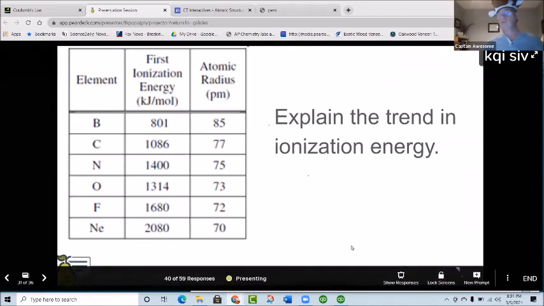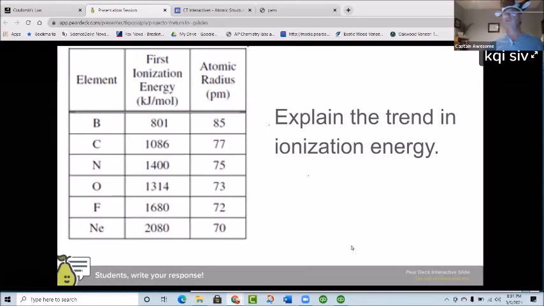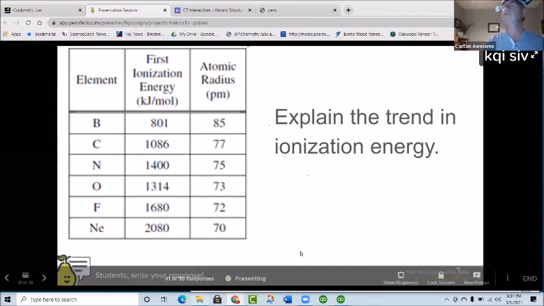Now, what I want you to notice is they could have given you data that asks you not about things that are in the same row, but instead things that are up and down from each other. And then instead of talking about protons, you would want to talk about how the farther away the electrons get, the less of a pull on the electrons from the protons. And the less the pull on the electrons, the easier it is, and the less ionization energy it requires.